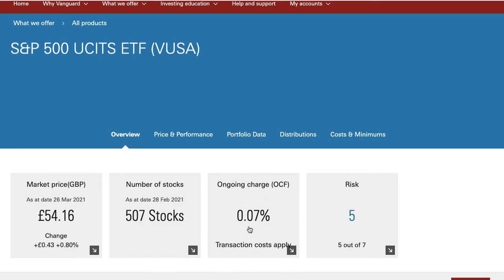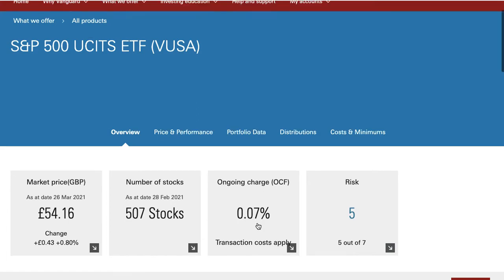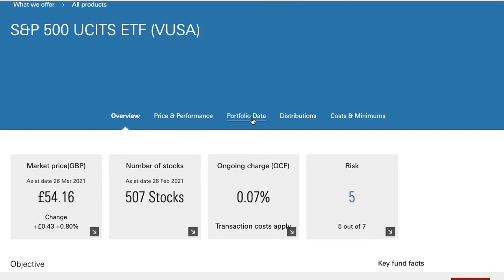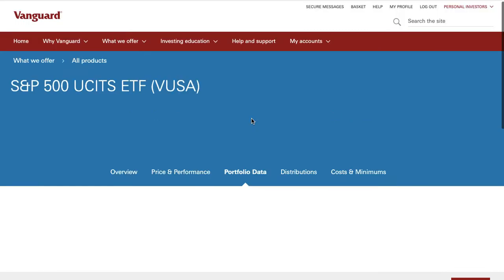Ongoing charge is 0.07%, and as we talked previously, it's a very low charge. For every £10,000 that you invest, you pay £7 a year, which is a really good deal, given that if it is an actively managed fund, it's much higher. So let's have a look at the portfolio data.